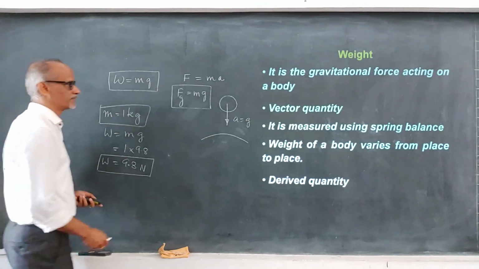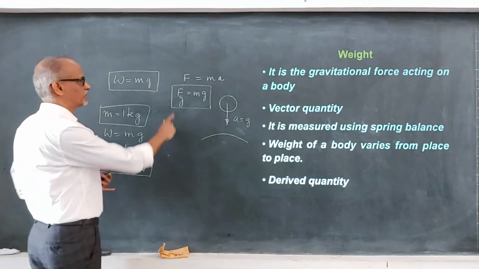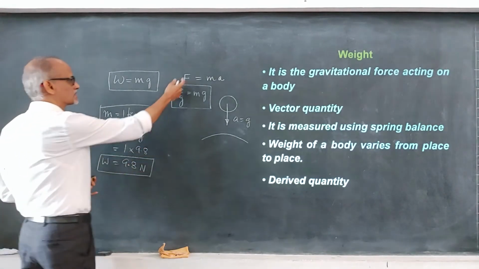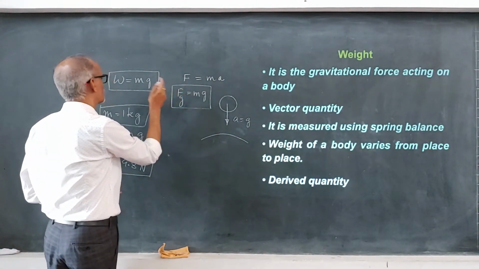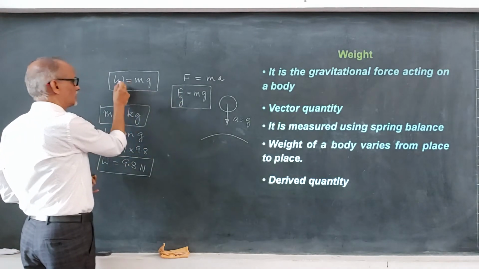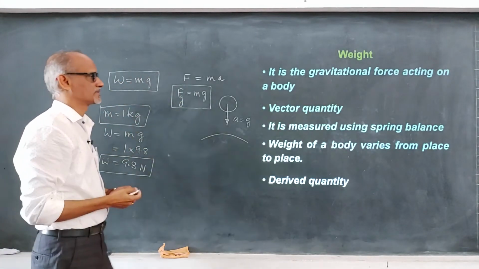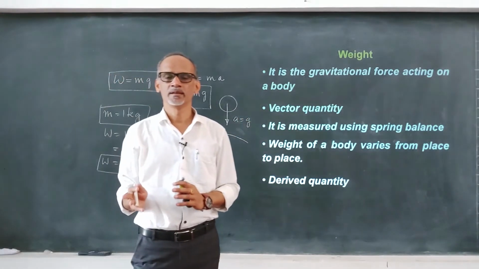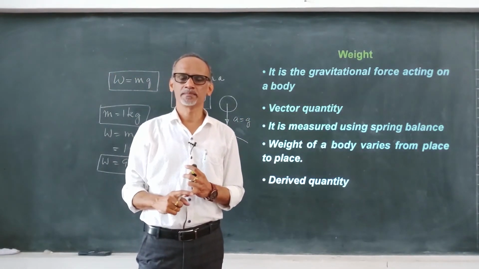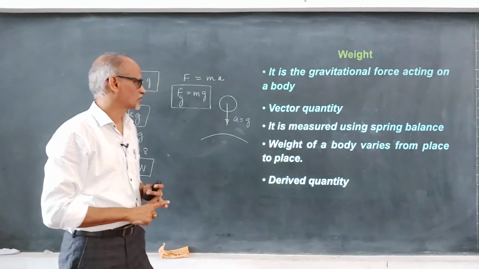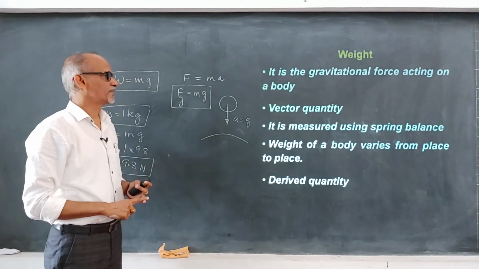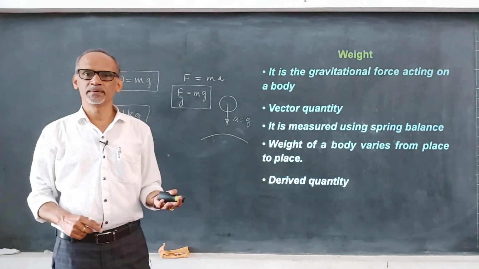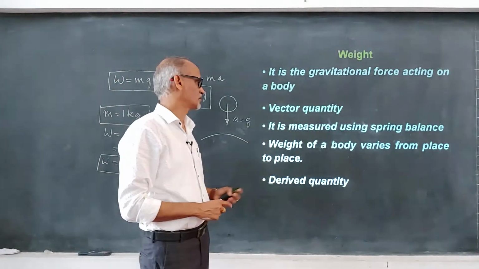Right. So, let us see the differences here. It is the gravitational force which is acting on the body, and since it is a gravitational force, it is a vector quantity, because we know that force is a vector. That is why weight is a vector. That is the main difference between the mass and the weight. Mass is a scalar, weight is a vector quantity. Mass is measured using a physical balance, whereas weight is measured using a spring balance.